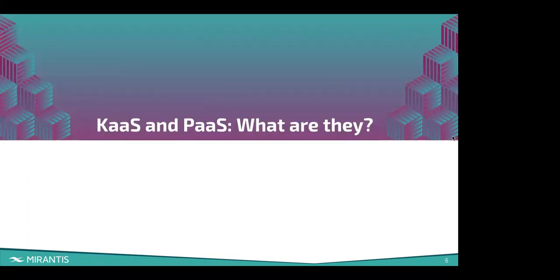All right, so let's get started. The first thing that we need to do is settle on what it is we are actually talking about. It's really easy to get confused because there are PaaSes that work with Kubernetes and there are KaaSes that offer application catalogs. So it's really a fluid thing, but let's go ahead and try to draw a line.